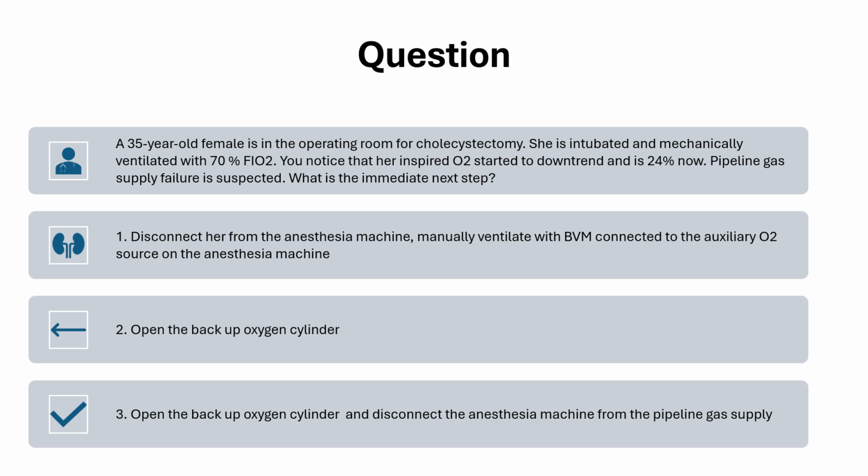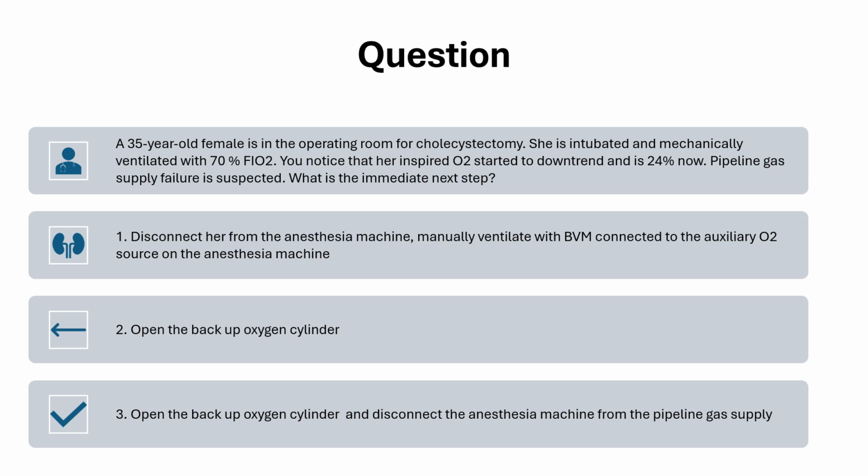Let's do a question. We have a 35-year-old female who is in the operating room for cholecystectomy. She is uneventfully intubated and mechanically ventilated with 70% FiO2. Suddenly, you notice that your inspired oxygen started to downtrend and is currently 24%. You suspect a central pipeline gas supply failure. What's your immediate next step?